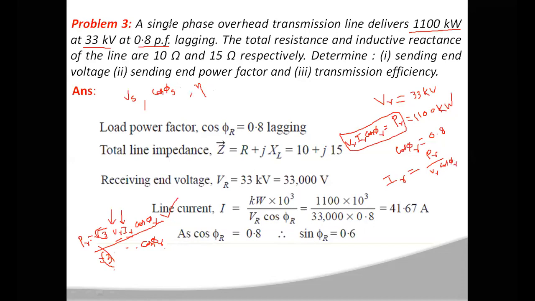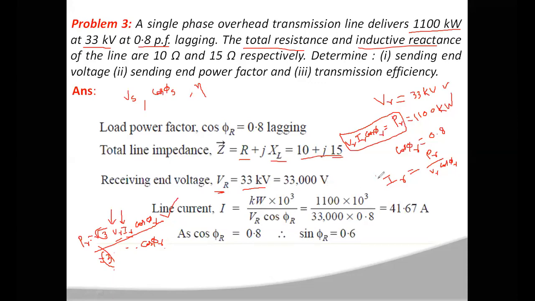Okay, and here the total resistance and inductive reactance of the transmission line are directly given. That means the capital R value is 10 ohms and the X value is 15 ohms. So the impedance value is R plus JX, which is 10 plus J15. So then you take the reference voltage as your VR only, right? That VR value is given as 33 kilovolts, which can be written as 33,000 volts also.